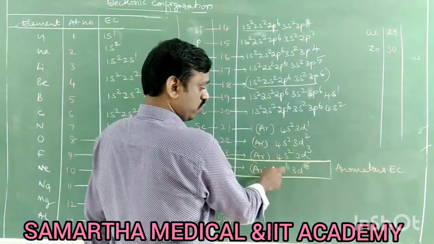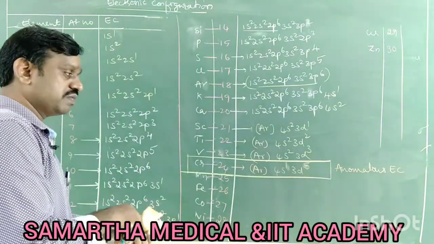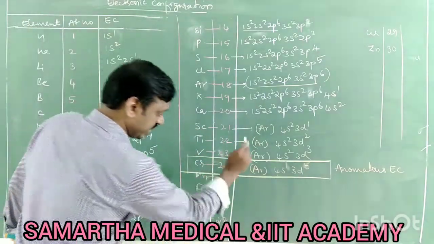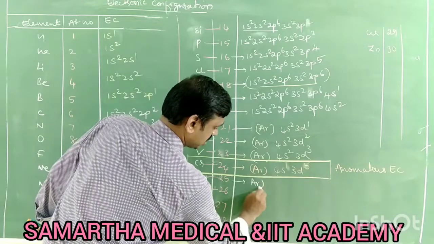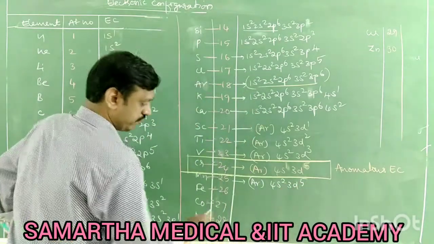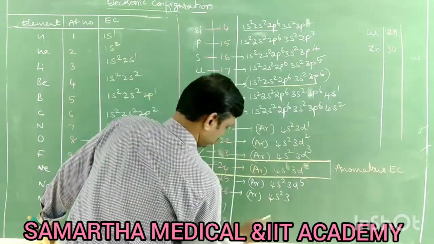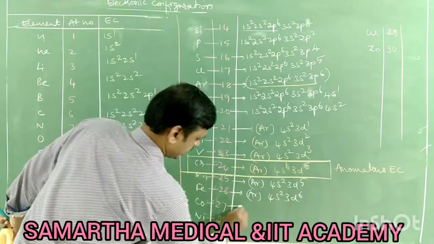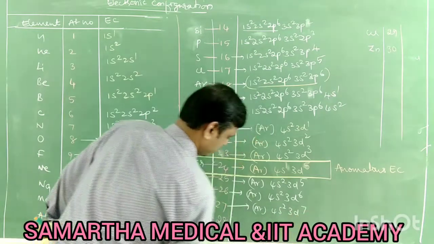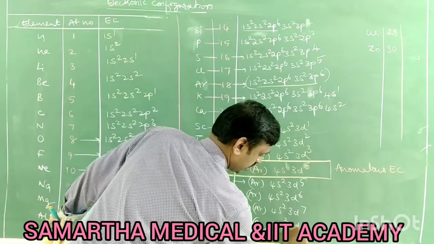Because of stability, one electron enters here, and it becomes 3d5. This is important for board exams, CET, even NEET exams, etc. Very much important. Next, other things are the same. Then it is argon 4s2 3d5. Next, it is argon 4s2 3d6. Next, it is argon 4s2 3d7. Next, it is argon 4s2 3d8.